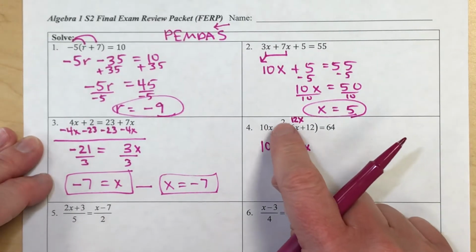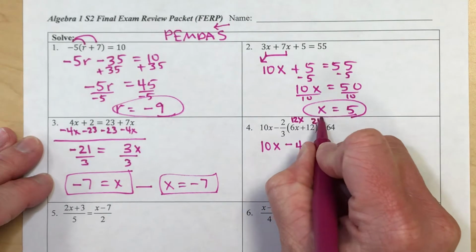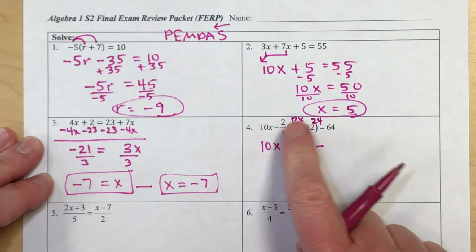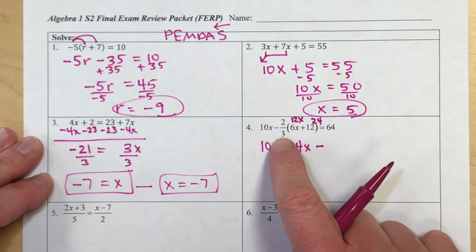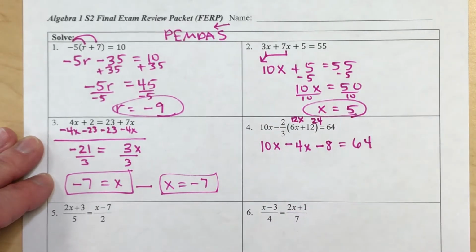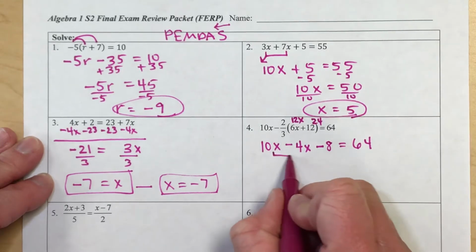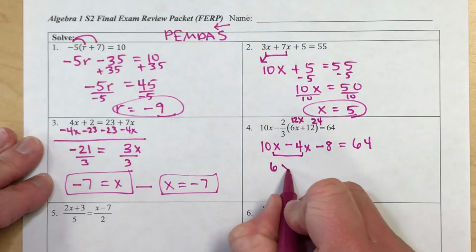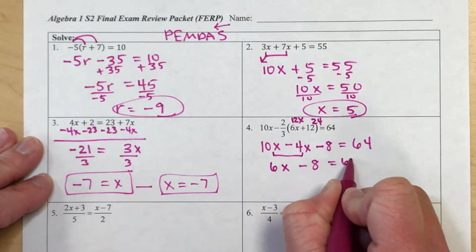Now again, 2 times my 12, I'm going to get 24. A negative times a positive means this term is going to be a negative. 2 times 12 is 24. 24 divided by 3 is 8, and that's how you distribute your fraction. Now I'm going to combine my like terms kind of like how I did up here in number 2, and I have 6x minus 8 is equal to 64.